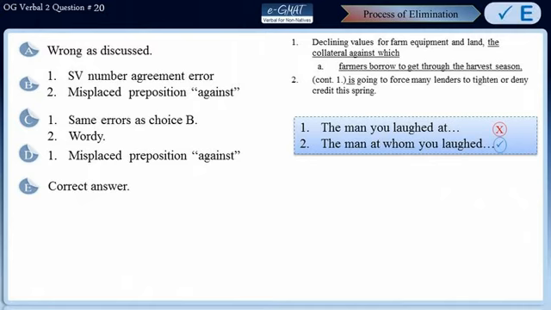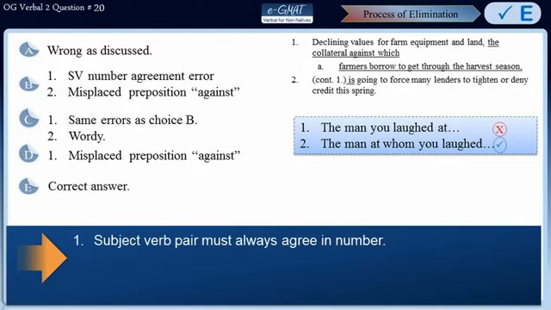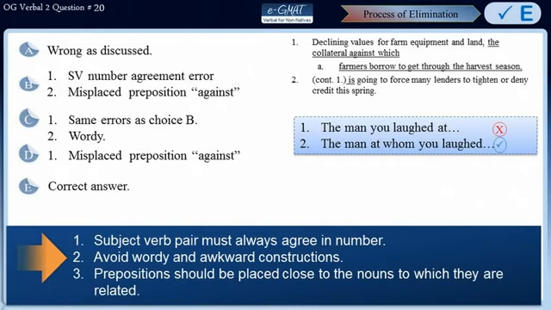Time to take a look at the takeaway messages. All the subject verb pairs in the sentence must agree in number. Also, we must avoid wordy and awkward constructions. And the prepositions must be placed absolutely close to the nouns to which they are related. Otherwise, they might lead to the modifier errors as we just saw here.